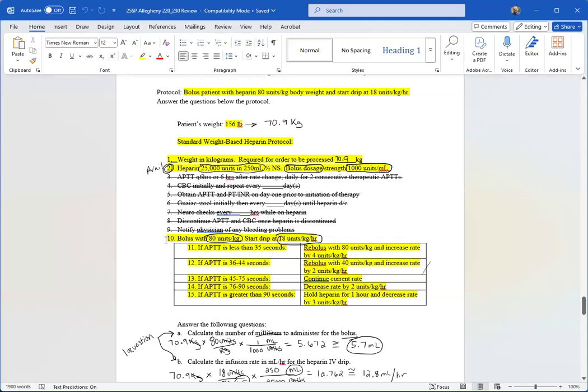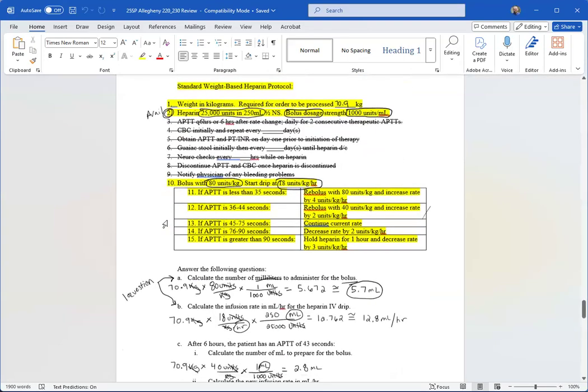Step 10 in the protocol just repeats what the protocol is, just to bolus with 80 units per kilogram. So what they're testing you on is, can you look at this and decipher what information you need to answer this? I do feel that when you get in the fourth semester, it'll look more like the ones that are below this. And then you can kind of see what that looks like from a simplistic view.